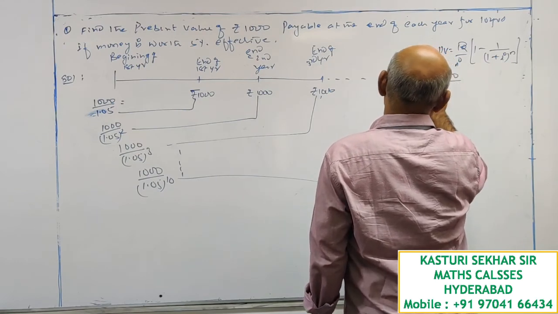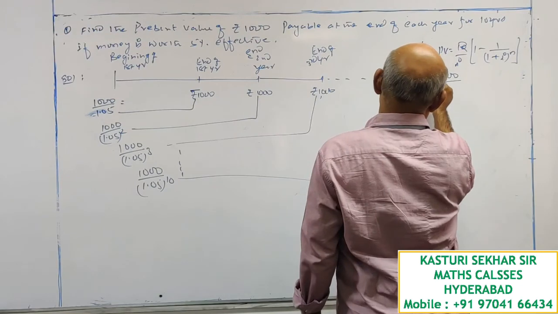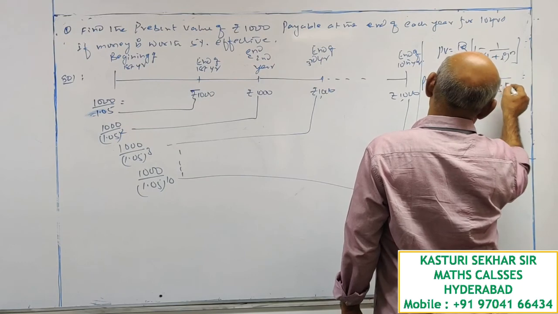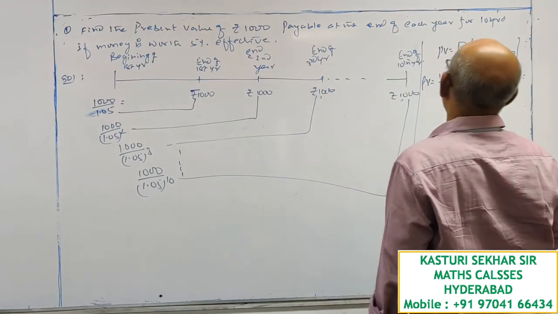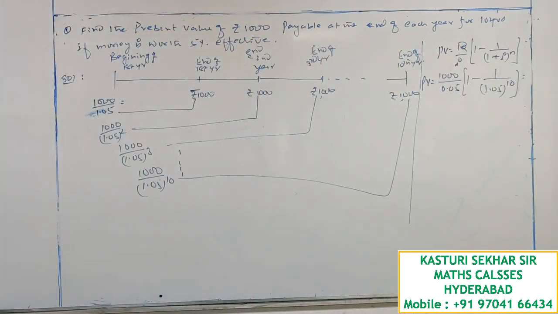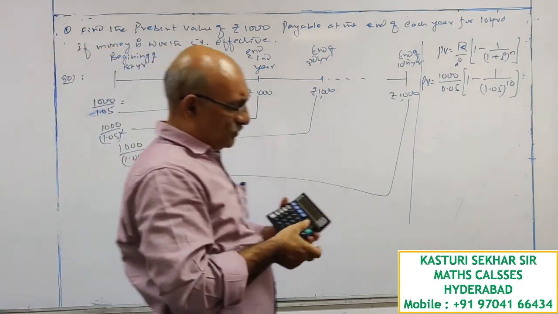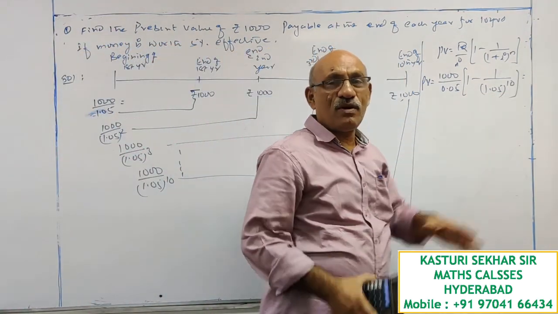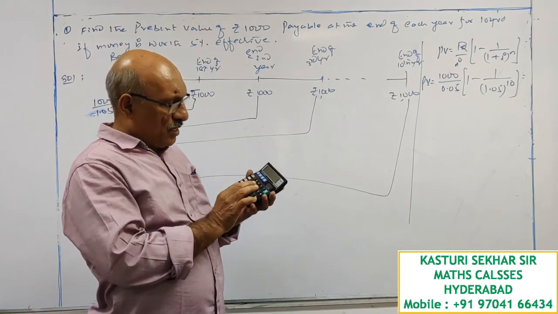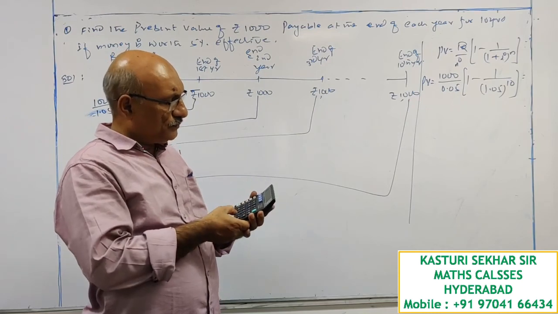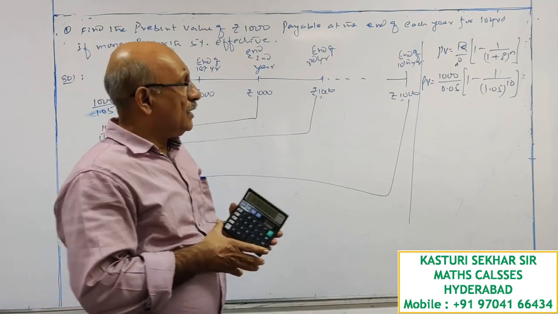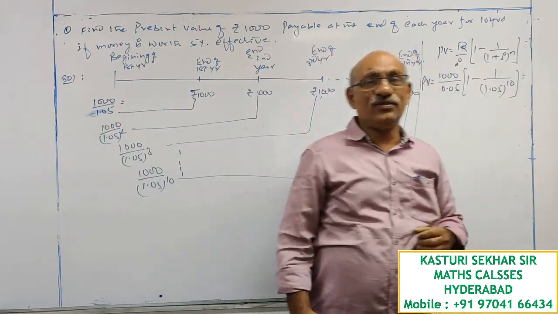1000 divided by 0.05, 1 minus 1 by 1.05 whole to the power of 10. Now sir, everything you can do on calculator. First, 1.05 to the power 10. So raise the power of 1.05 to 10. 1.05 into, raise the value to 10. So 1.05 value is raised to 10.